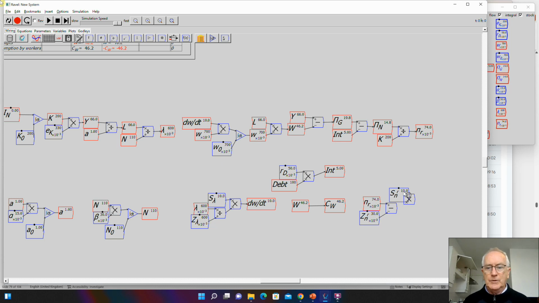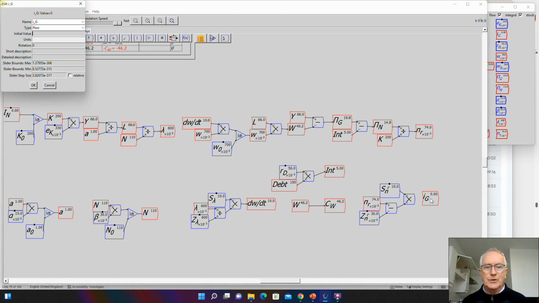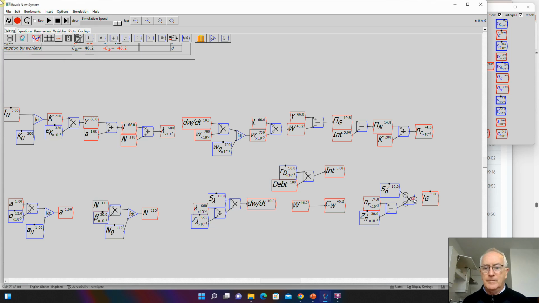Multiply those two together, whoops. And now you have gross investment as a percentage of GDP. And multiply that by GDP. Hang on a second, let's see what I did here.